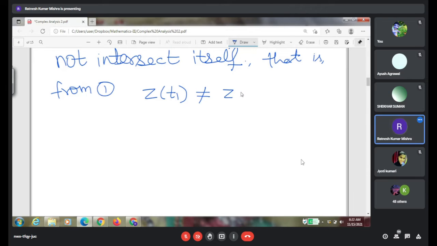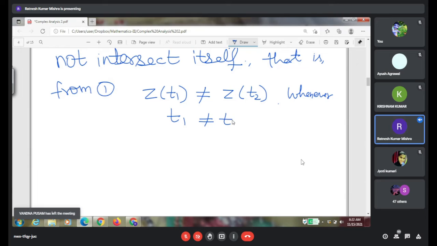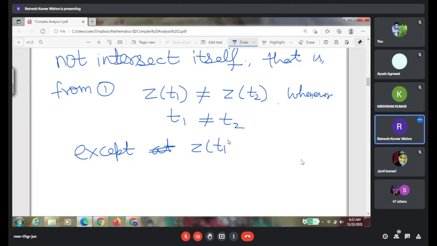Okay. So from 1, z(t1) not equal to z(t2) whenever t1 not equal to t2, except z(t1), starting point is A. So z(A) equal to z(B). So now we say that any curve C, this is called simple. Simple means there is no intersection.